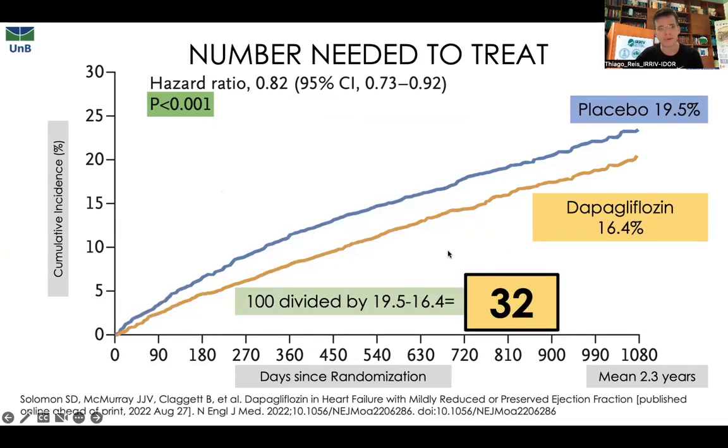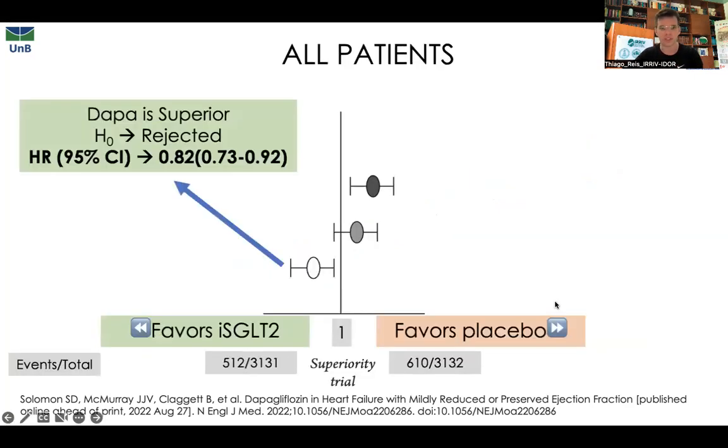Then we have the number needed to treat, which means the number of patients getting the drug that I need to enroll so that I will reduce one of those negative, the composite negative events. In this case, it was 32. So for every 32 patients taking dapagliflozin, I have reduced one of those outcomes. So we need to treat 32 patients to benefit one patient, which is good for this kind of intervention.